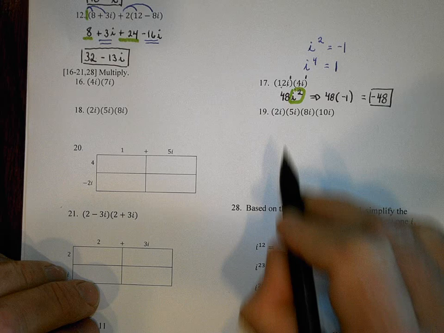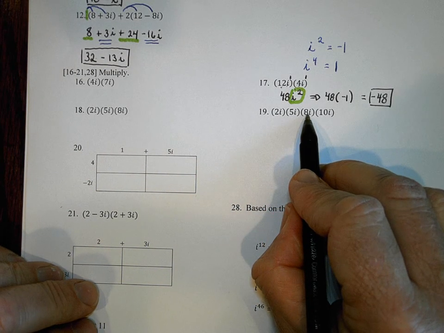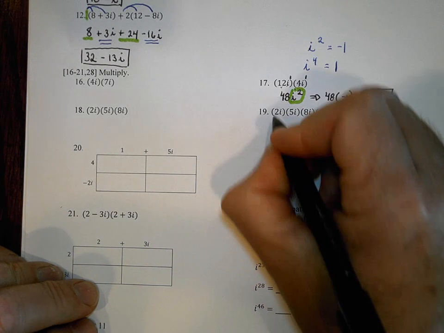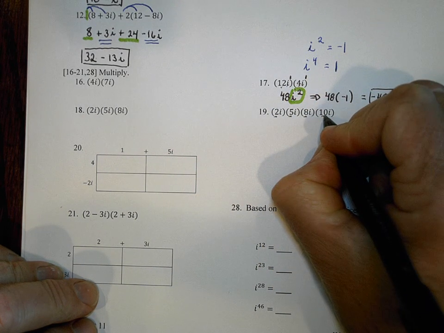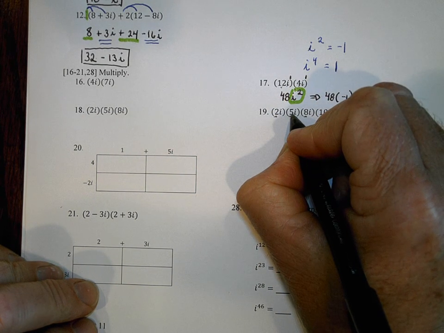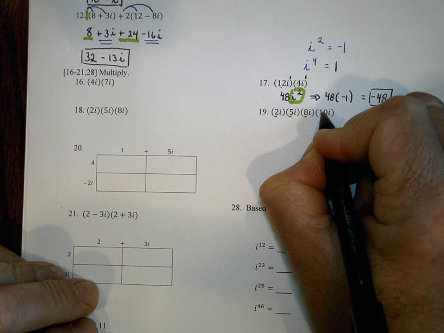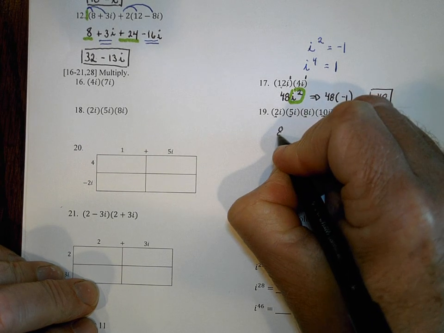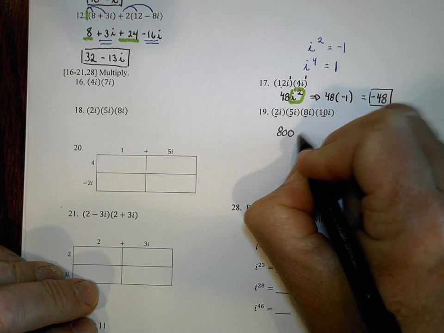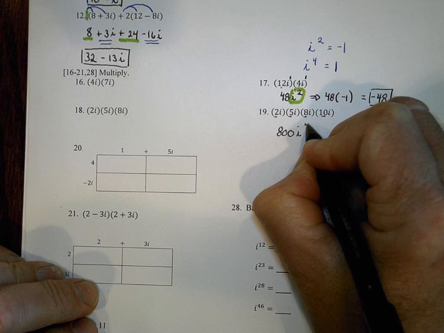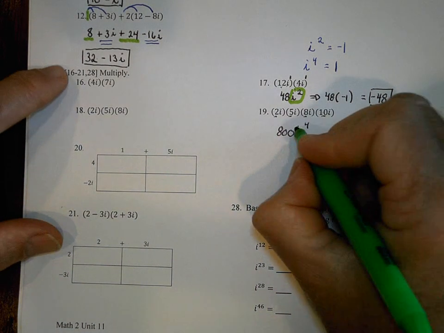Okay, number 19. We're going to multiply 2i times 5i times 8i times 10i. So first thing we do is we multiply all the coefficients together. So 2 times 5 is 10. 10 times 8 is 80. 80 times 10 is 800. So I'm going to get 800. And then I'm going to multiply all the i's together, and that would give me i to the 4th power. Okay, so when I multiply these together, I get 800i to the 4th power.